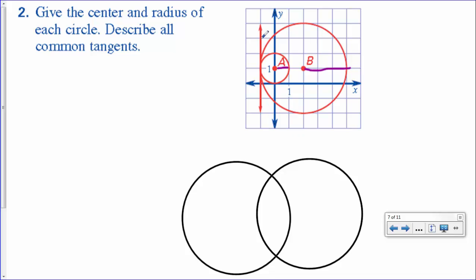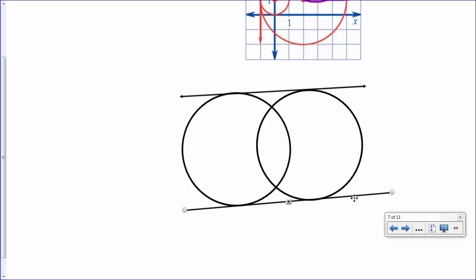Describe all common tangents. So this right here would be considered a common external tangent because it intersects both circles in exactly 1 point. It looks like it's more than 1 point. Technically it's 1 point. When we draw it, it's going to look like more than 1. We have 2 common external tangent lines because these lines never intersect through the center of either of the 2 circles. And they are in common to both of the circles, and they would intersect them in exactly 1 point each.